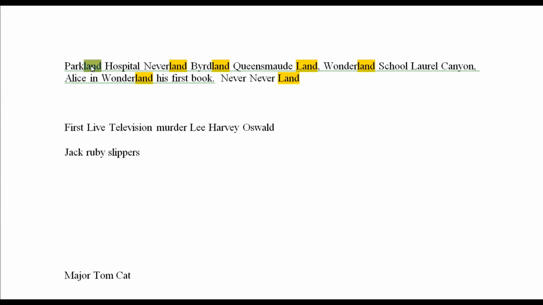Okay, here we go. We have Parkland Hospital. You have Michael Jackson's Neverland. We have Admiral Byrd's Birdland, Queen Maud's Land, Disney's Wonderland. I'm sorry, the Wonderland School in Laurel Canyon. If you worked at Lookout Labs in Laurel Canyon, your children went to school at the Wonderland School at the exact same complex. It was a little bit down the road. So you were watched like a hawk if you worked at Lookout Labs. Your kids were watched. So you have the Wonderland School in Laurel Canyon and the Lookout Labs.